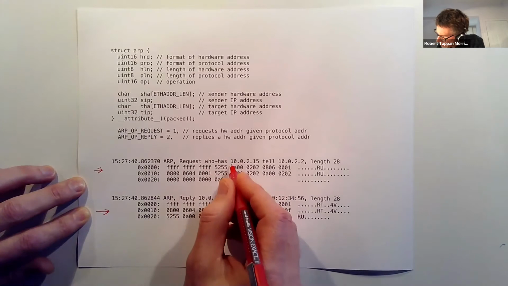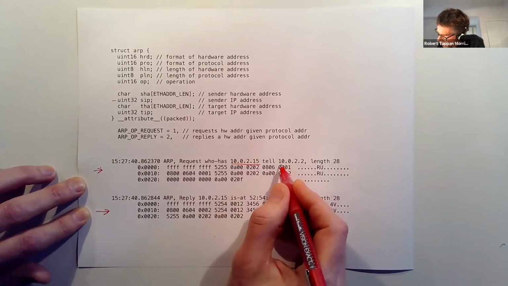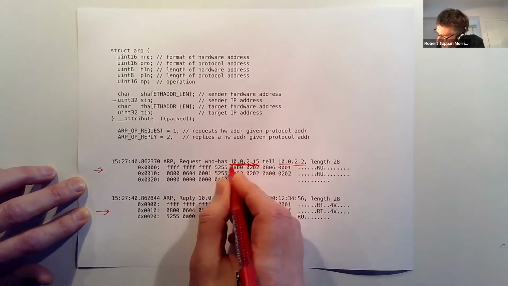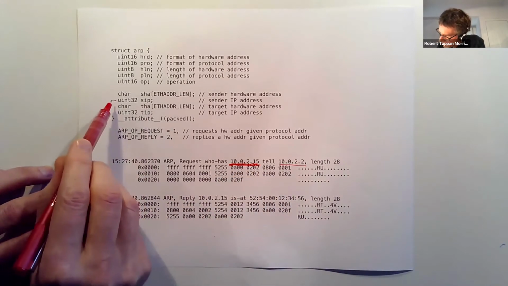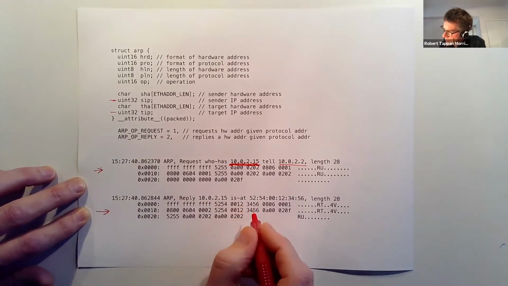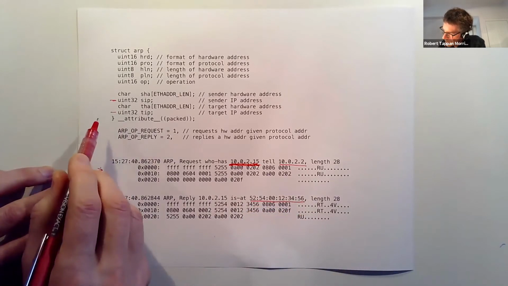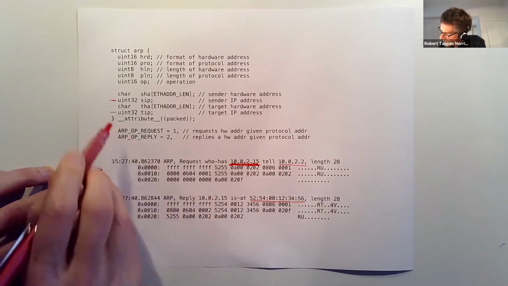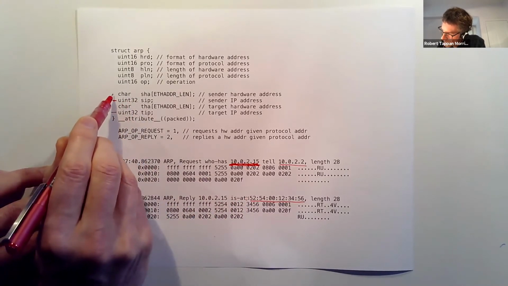I think this is the sender's IP address. This is the IP address that the sender is interested in. And those would presumably go in here and here. And this is the response with the Ethernet address of the owner of this IP address. And this Ethernet address would probably end up being in this field.